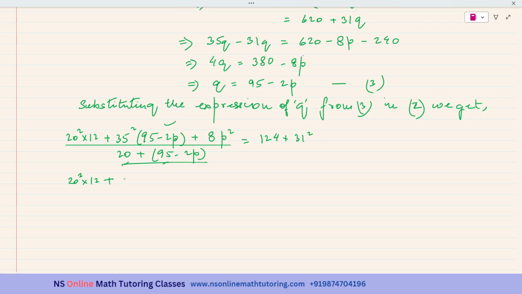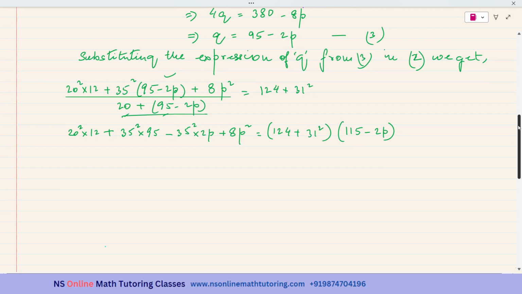Okay. So I can write this 20 squared times 12. I'm expanding this part. Plus 35 squared times 95 minus 35 squared times 2P plus 8P square equal to 124 plus 31 square times 115 minus 2P. Okay. And it is a quadratic equation in P.